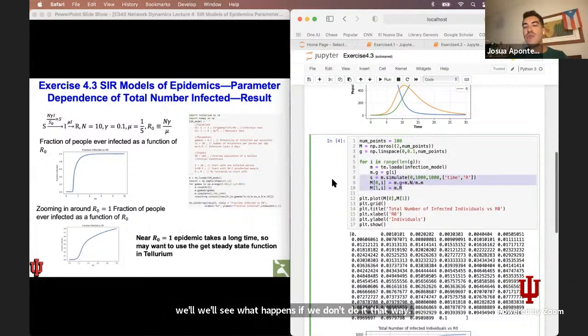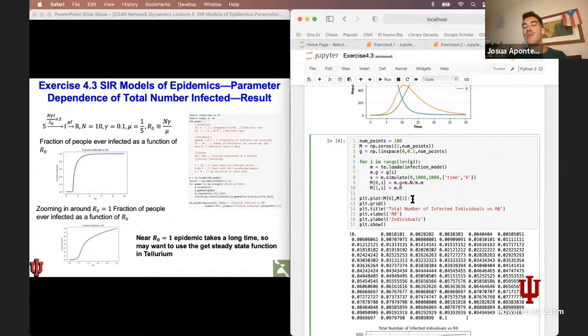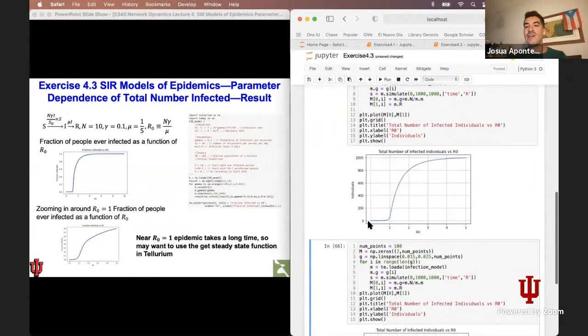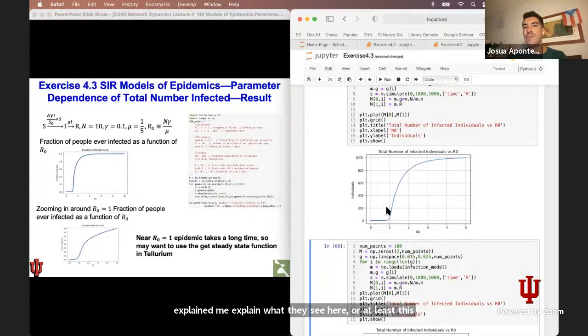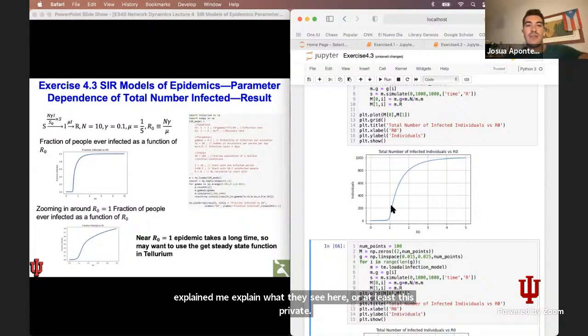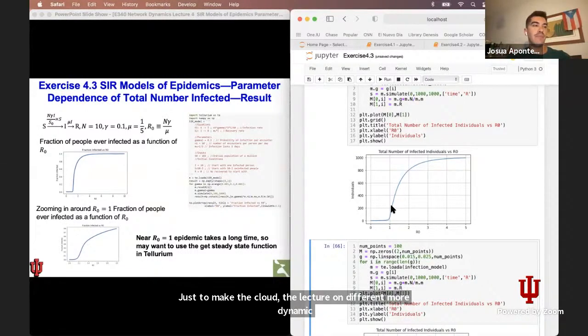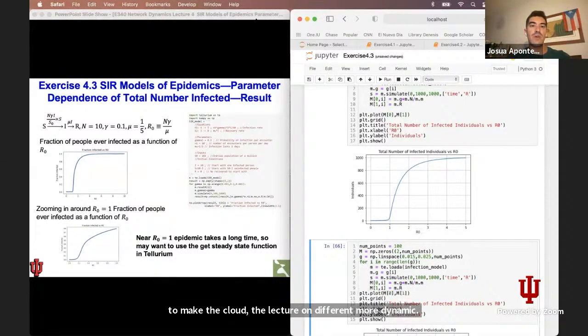So after I do that, I can now plot the first row of my M matrix and the second row, the first row being R naught, the second row being the final number of recovered individuals. And then what we see is, can someone explain what they see here, or at least describe it? Just to make the lecture a little bit more dynamic. You can write in the chat as well.